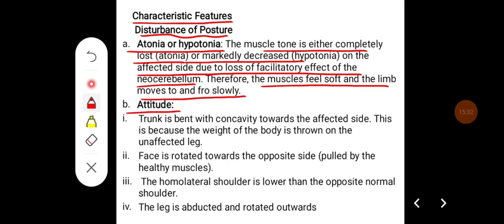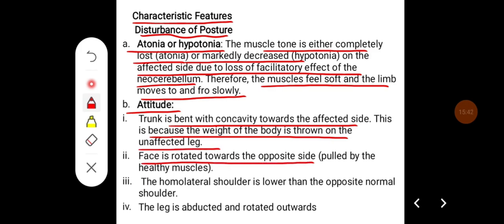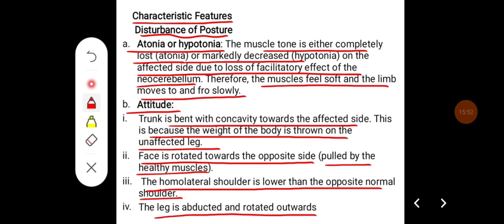Attitude. The trunk is bent with concavity towards affected side. This is because the weight of the body is thrown on unaffected leg. Face is rotated towards the opposite side, which is pulled by healthy muscles. The homolateral shoulder is lower than the opposite normal shoulder. The leg is abducted and rotated outwards.